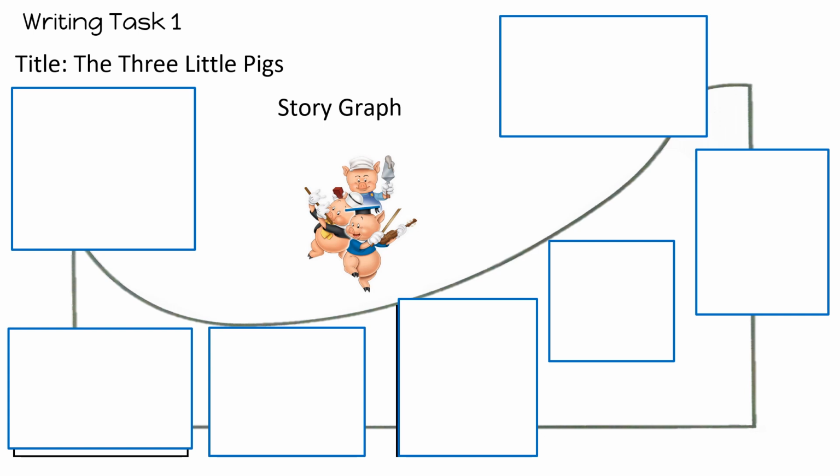So here's our first writing task, and we're going to do this one together. Have a copy of the blank 3 Little Pigs story graph, and take the time now to quickly turn off the video or pause the video and cut up the parts of the story graph. All right, so now you've got them cut up, let's create our story graph together.